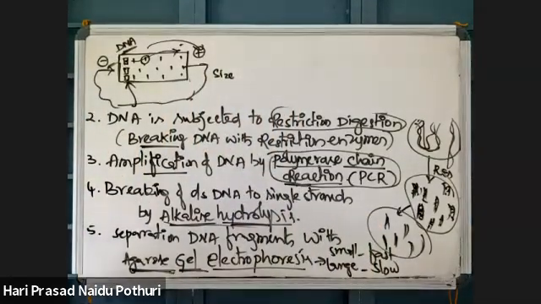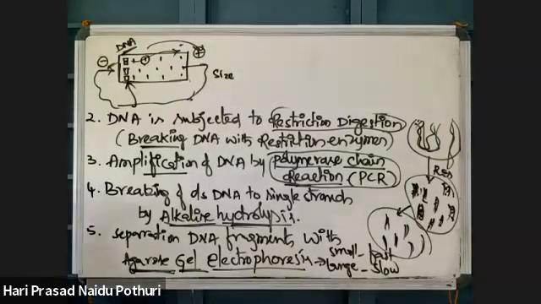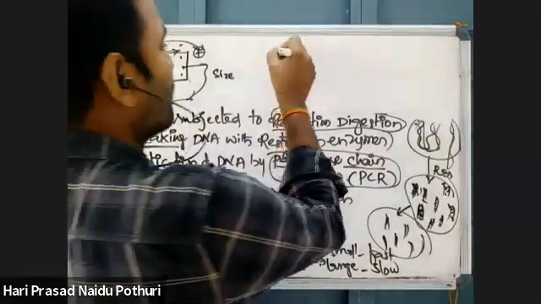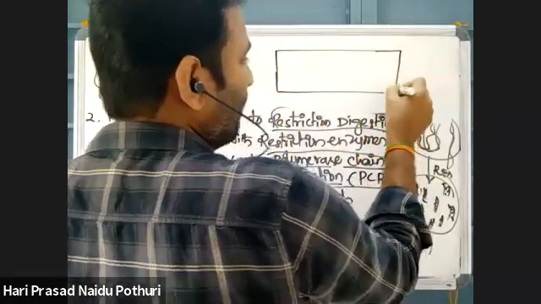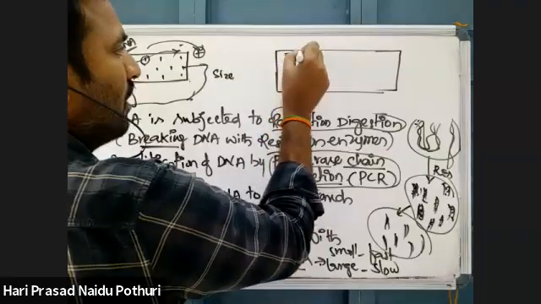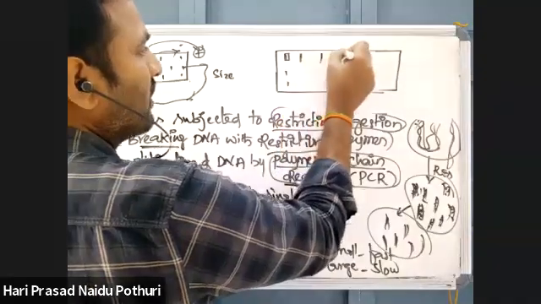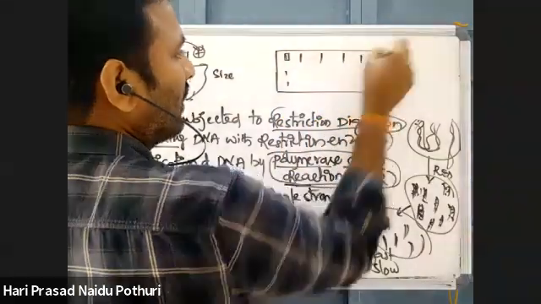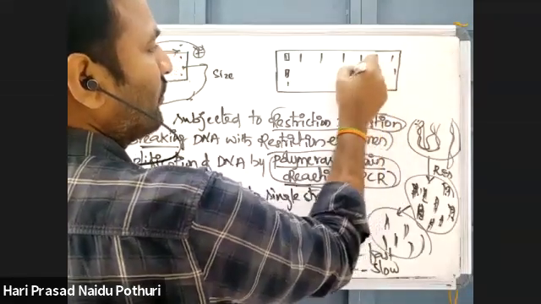So once we complete this, see what happens on the agarose gel plate. This is the agarose gel plate after the completion of the separation. What happens? Large DNA fragments will be near the cathode because their movement is slow, and smaller DNA fragments will be far away, moving.